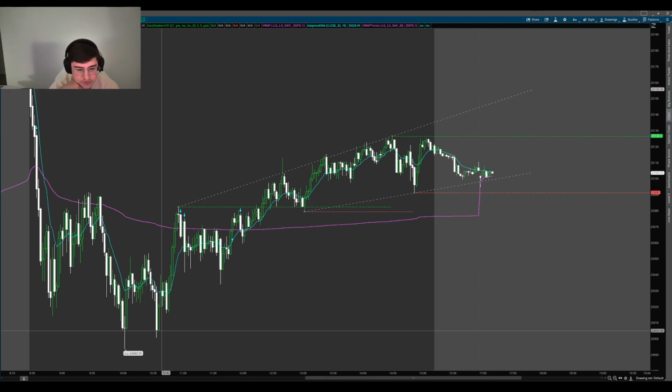What period do you use for the VWAP? On Thinkorswim, guys, it's just the default one. When I go into the settings, it doesn't tell me the inputs. I just use the default settings.